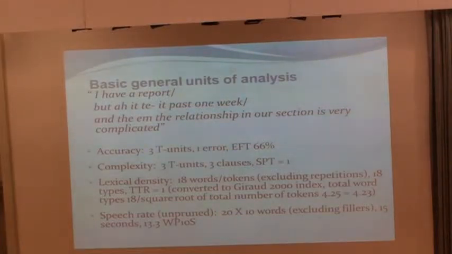So to adjust for that, he used what's called Giraud's index, where you use the square root of the number of tokens to adjust for the length difference between different passages. So in summary, lexical density is type token ratio: the number of different types of words you use as a proportion of the number of actual words you use. When you get a large number of types, that means greater lexical density relative to the number of tokens.